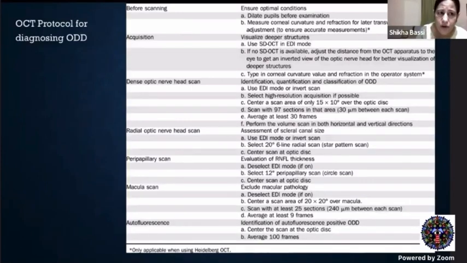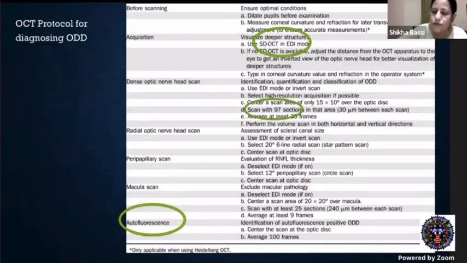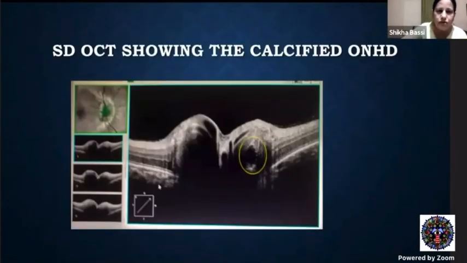This consortium gave a very elaborate OCT protocol for diagnosing these ODD. And what is important is that you require EDI mode of SDOCT, and they recommend scans with 97 sections. It's a time-consuming thing. And they also recommend using autofluorescence for diagnosing calcified optic nerve head drusen. So we use the same technology, and we could also see these hyporeflective echoes with hyperreflective margins.